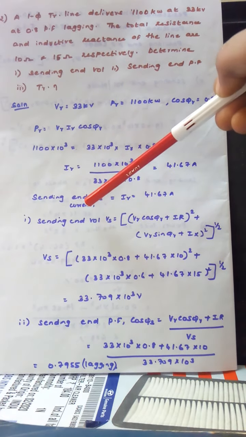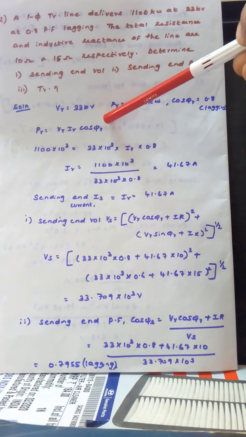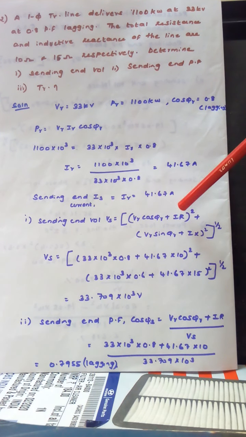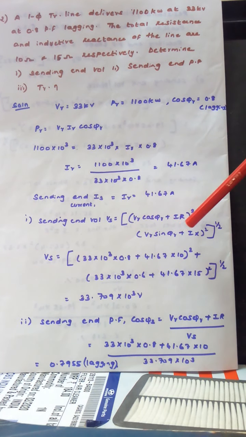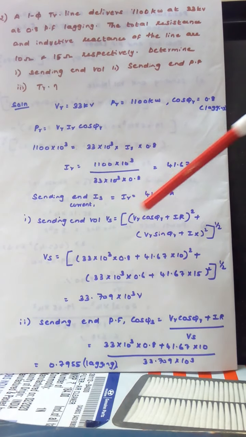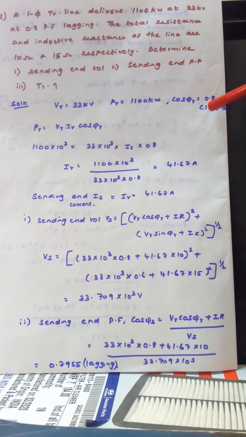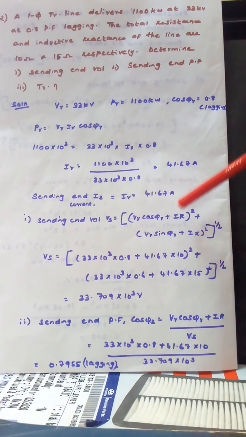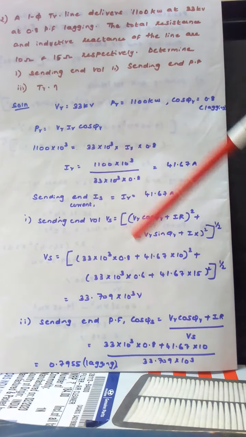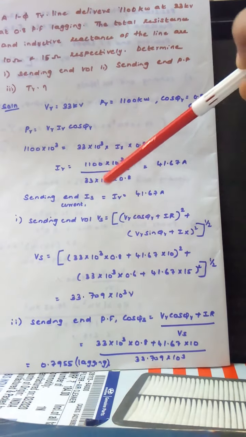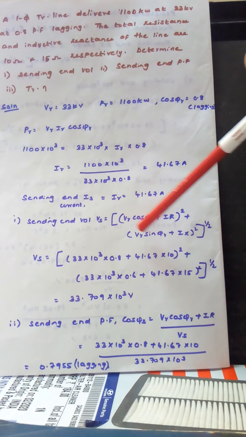So next one, sending end voltage. For the lagging power factor we have to write down the formula: Vs = [(Vr cos φr + Ir)² + (Vr sin φr + Ix)²]^(1/2). So what is the Vr value? The Vr value is 33 into 10 to the power of 3, and cos φr is 0.8, plus I into R. The I value we got is 41.67, and the R value is 10 ohm, plus the Vr value again, 33 into 10 to the power of 3, sin φr. From this we can find out.